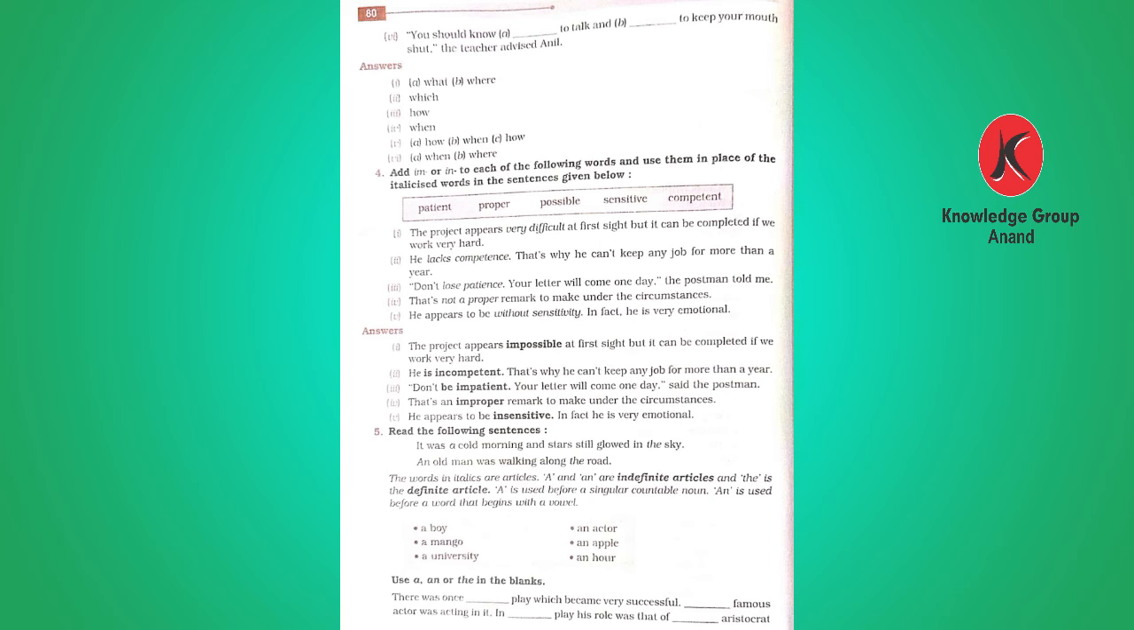Indefinite article and definite article in our grammar lesson. So, a and an are indefinite articles and the is used as the definite article. A is used before a singular countable noun and an is used before a word that begins with a vowel. So here in the box the words are given, we have to fill in the blanks. Okay. So there are the words and the answer is on the next page.